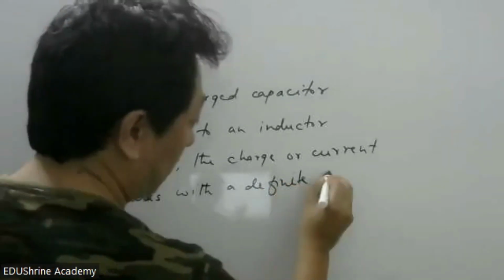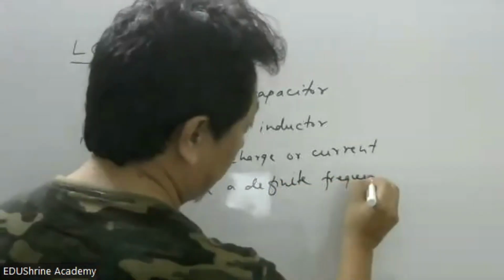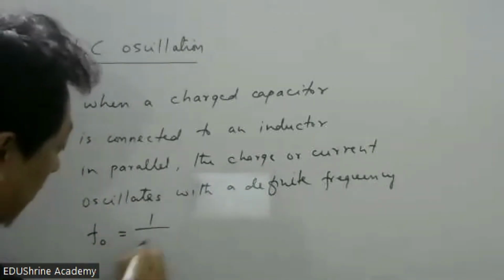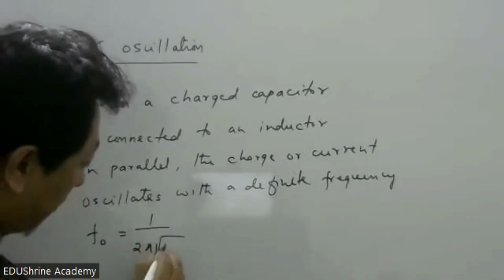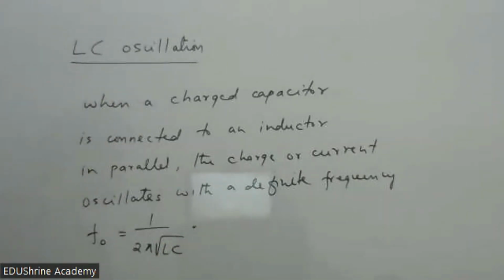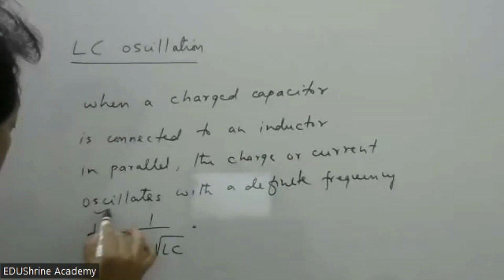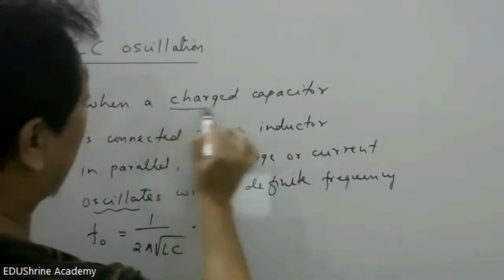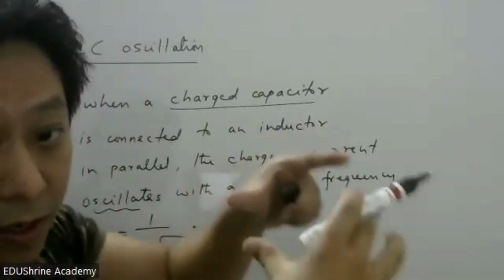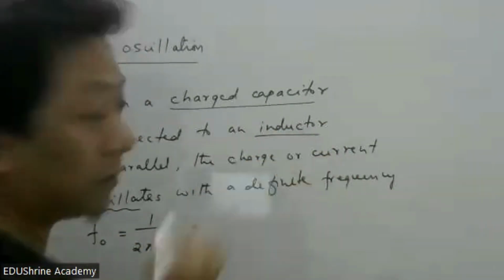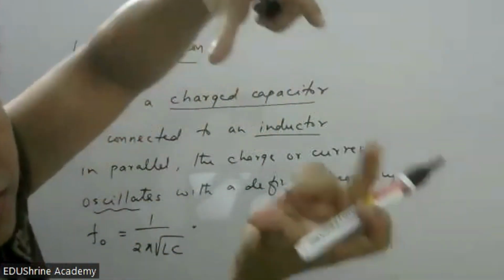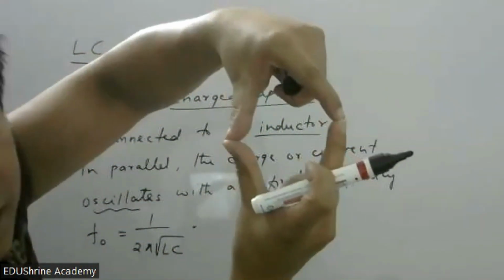With a definite frequency. F naught equal to 1 by 2 pi root of LC. So this is the frequency with which the charge or the current will oscillate. Provided you take a charged capacitor, connect it to an inductor in parallel like this. So this is charged capacitor, this is inductor, connect them like this.